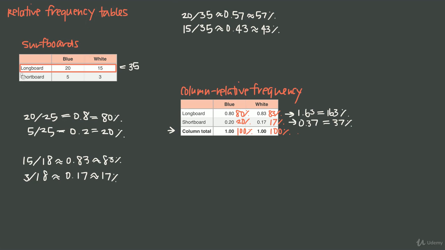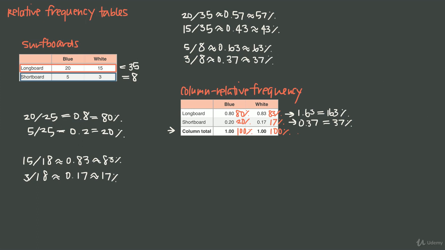And then I want to do the same thing for the shortboard row. So now I ignore the longboard row. I look just at shortboards, and I want to say this time, which percentage of my shortboards are blue, which percentage are white? Well, the total here, 5 plus 3, is 8. For the percentage that are blue, I'll take 5 divided by 8, which is approximately 0.63 or about 63%. If I want to find the percentage of shortboards that are white, I take 3 divided by 8, which is approximately 0.37 or about 37%.